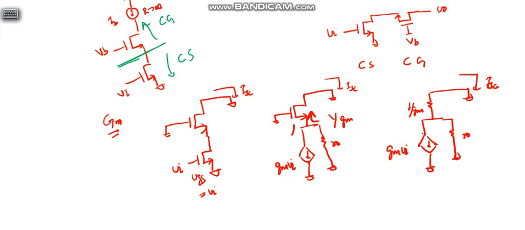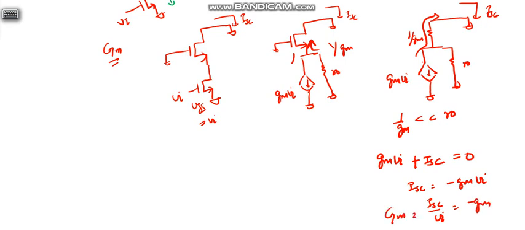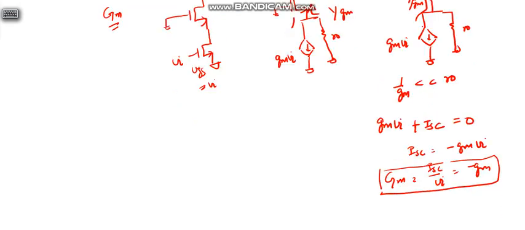This is Gm Vi. Now this Gm Vi current only goes into the 1 by Gm resistance, not into Ro. Why? Because 1 by Gm is much less than Ro, the output resistance of the MOSFET. So if we apply KCL, Gm Vi plus Isc equals 0, Isc equals minus Gm Vi, and Isc upon Vi equals minus Gm. So this is the transconductance of the circuit. We have already seen this thing.